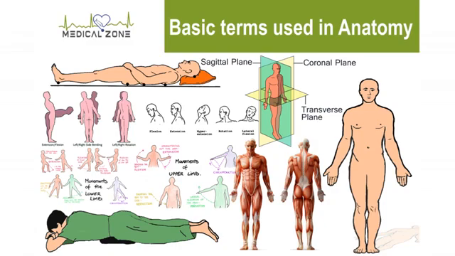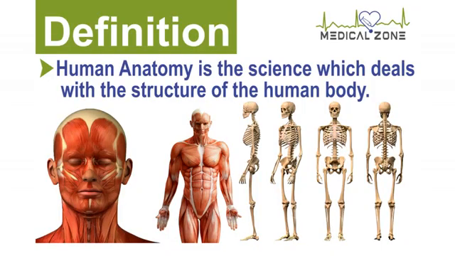Firstly, what is human anatomy? Human anatomy is the science which deals with structure of human body. Actual formation of human body is studied under this subject. Anatomy forms firm foundation of whole art of medicine and introduces the student to greater part of medical terminology.